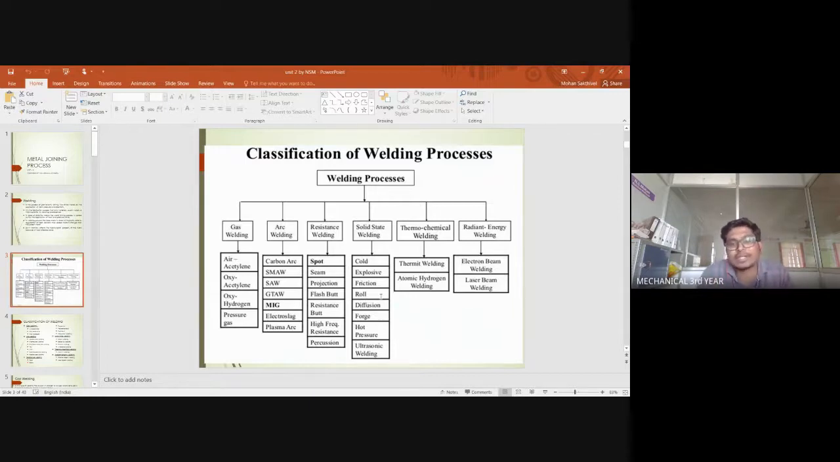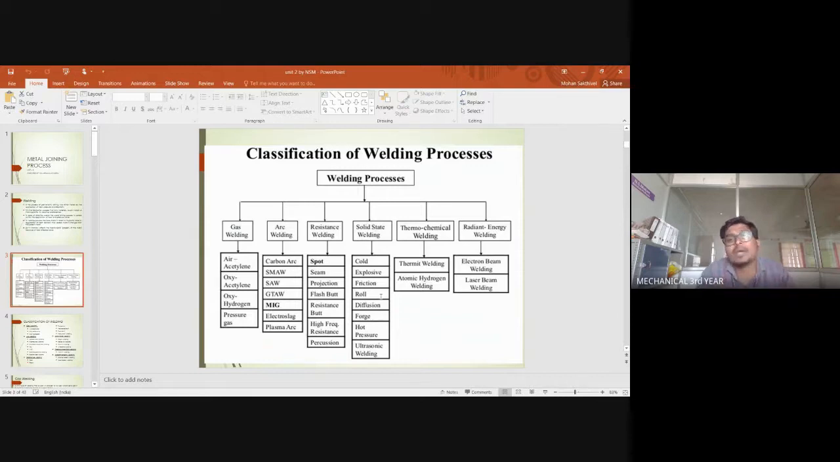Next we have cold welding, then explosive welding, friction welding, roll welding, diffusion, forge, hot pressure, and ultrasonic welding. Ultrasonic welding is somewhat different from other methods, because here we use ultrasonic sound in order to make the weld. This particular method is predominantly meant for joining plastic material.